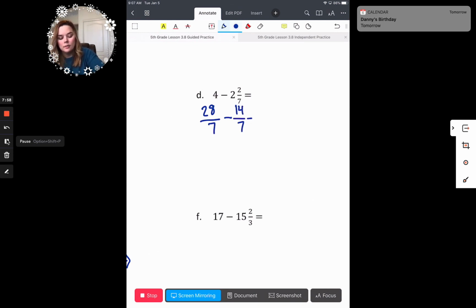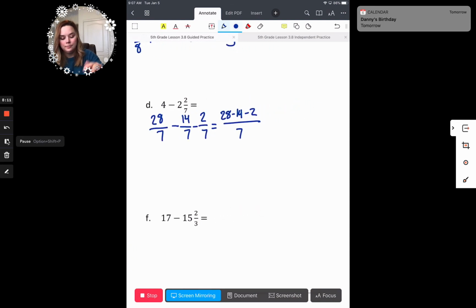And then we can subtract the 2/7. So we can almost think of this as being 28 minus 14 minus 2 all over 7. And we end up with 12/7. So like we talked about before, we want to turn these into mixed numbers where it's possible. We talked about this a little bit yesterday and a little bit before break.